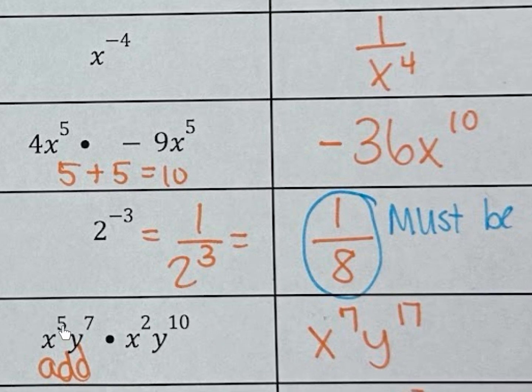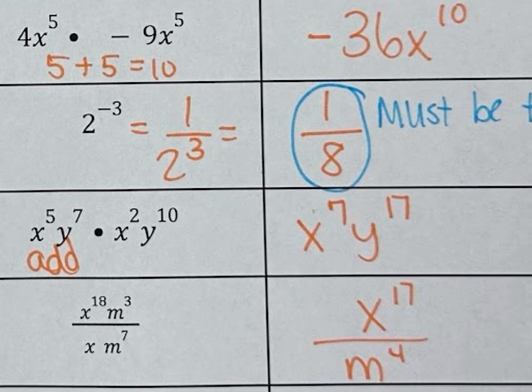Okay, we're adding. That's how I get x to the 7th. We're adding. That's how I get y to the 17th. Next question, I'm subtracting. 18 and 1, that's how come I get 17. I'm subtracting, but I'm going to start with the 7. So I'm going to say 7 minus 3. Therefore, my m to the 4th is in the denominator.